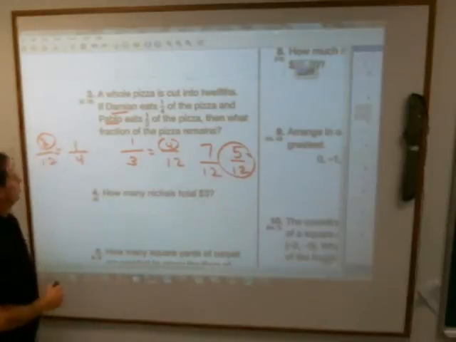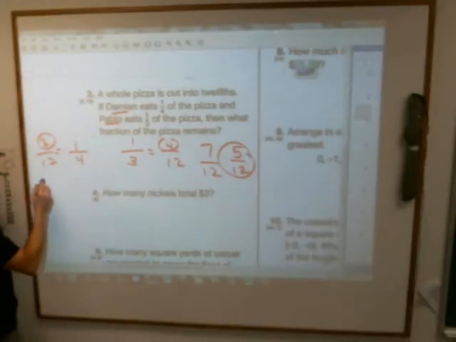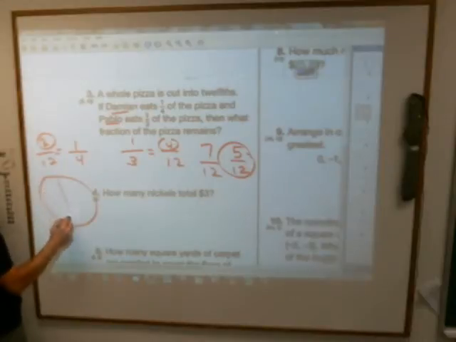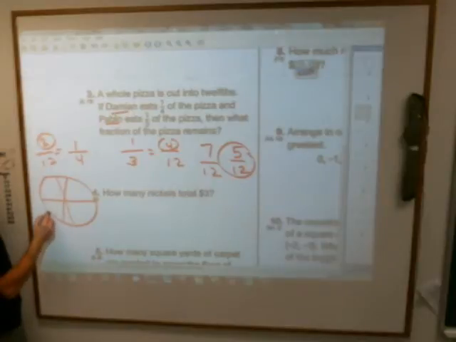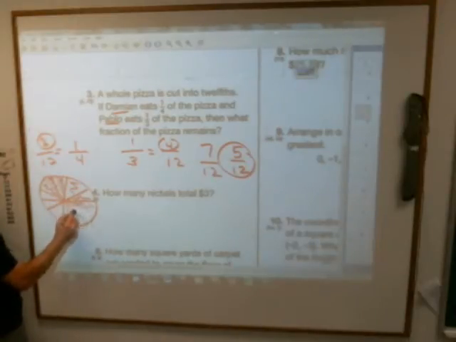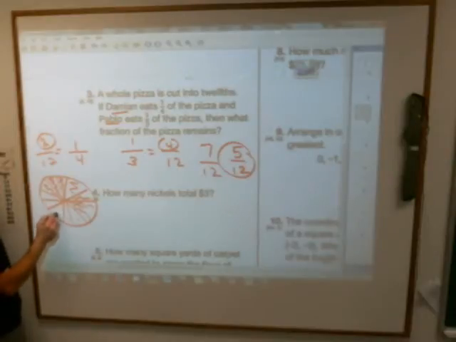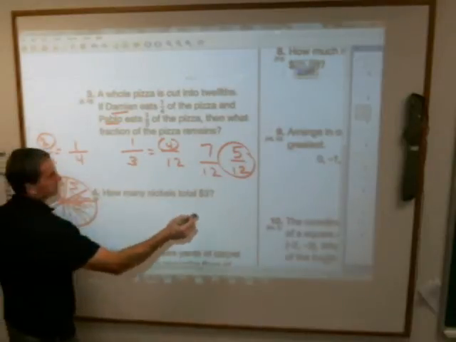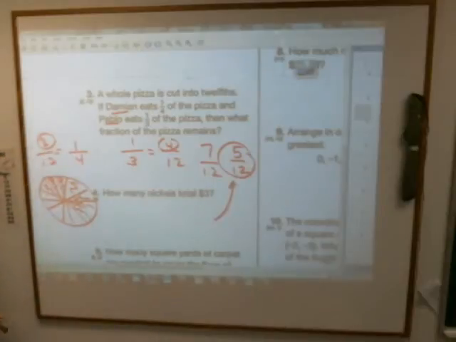You could draw your little pizza, cut it into 12s, which would mean you cut this and then each one of these would get cut into thirds. There's your 12, and then you could say, let's eat 3 of them, so cross off 1, 2, 3, and the other guy ate 4 of them. 1, 2, 3, 4. How many are left? 1, 2, 3, 4, 5 12s. Sketch it out, draw the picture, make equal fractions.